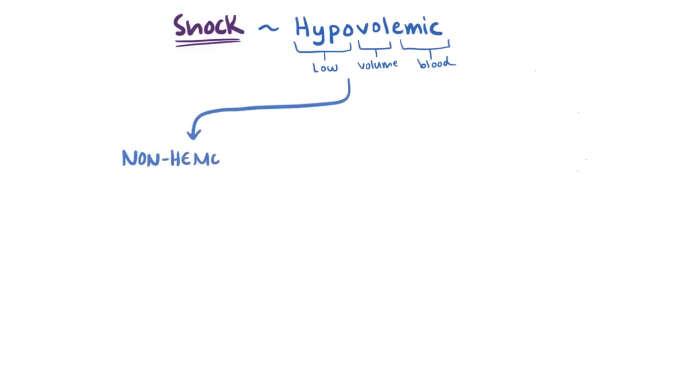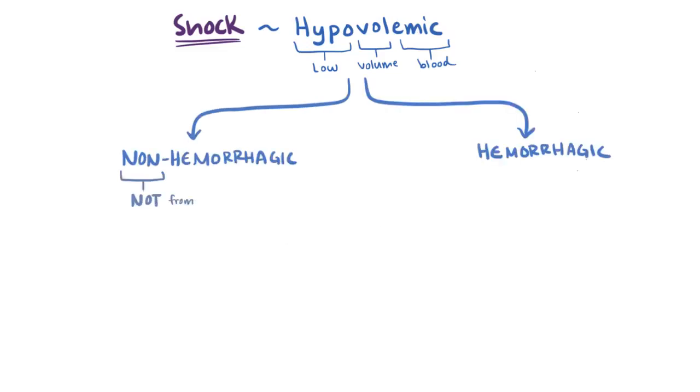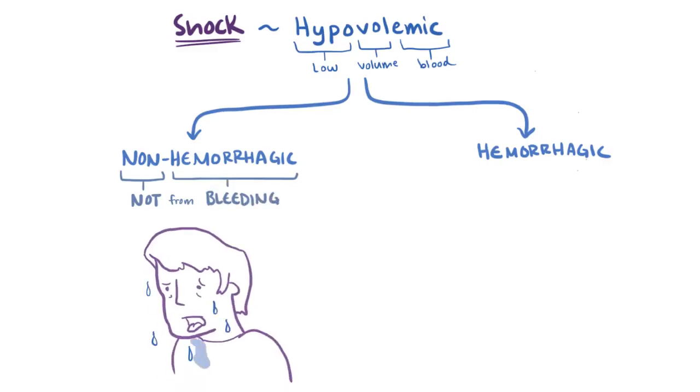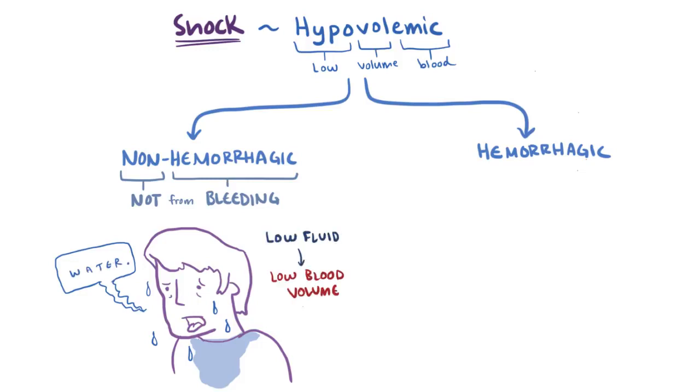And this could be either non-hemorrhagic or hemorrhagic. Non-hemorrhagic means that the loss of fluid volume isn't from bleeding. So this could be like if you were stranded in a desert and suffered severe dehydration. Eventually, your loss of fluid and sweat would reduce blood volume to where it wouldn't be enough to supply your body's organs, and you develop hypovolemic shock.